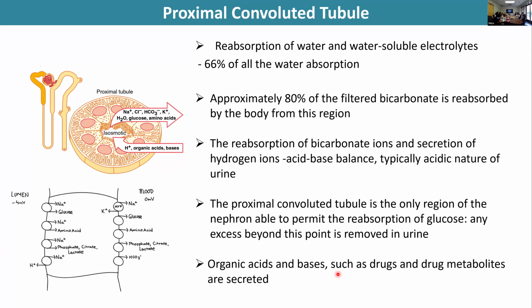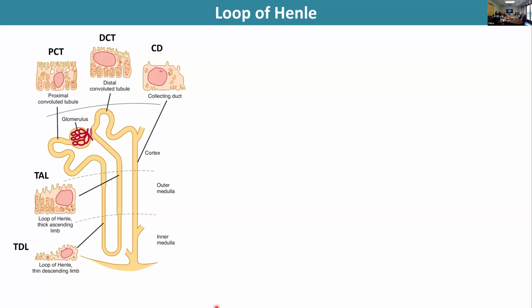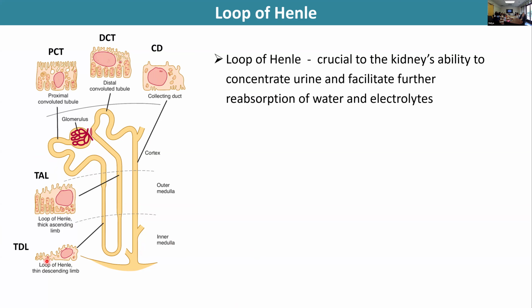And organic acids and bases and the drugs are secreted into it, and this comes from the vasa recta, that is the vasculature that is serving the proximal tubule. And next is the loop of Henle. Once the filtrate passes here and loses water, then it goes to the loop of Henle. So the loop of Henle is very, very important in concentrating the urine.